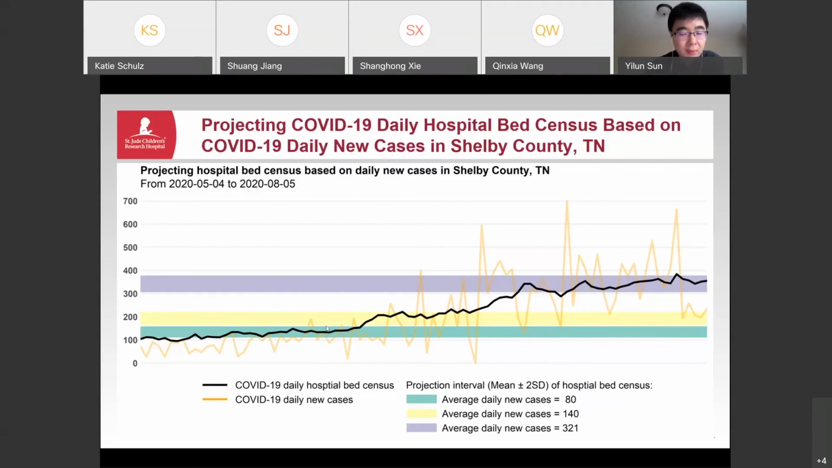Then there was an increase in the daily new cases. Then we have our second projection interval highlighted in yellow. If our model is working, the black curve should stay in the yellow interval, which is confirmed. Later, the daily cases surged to more than 300, and the average daily cases is about 321. If our model is working, we expect to see the black curve stay in the purple interval after several days. And our expectation is again confirmed.